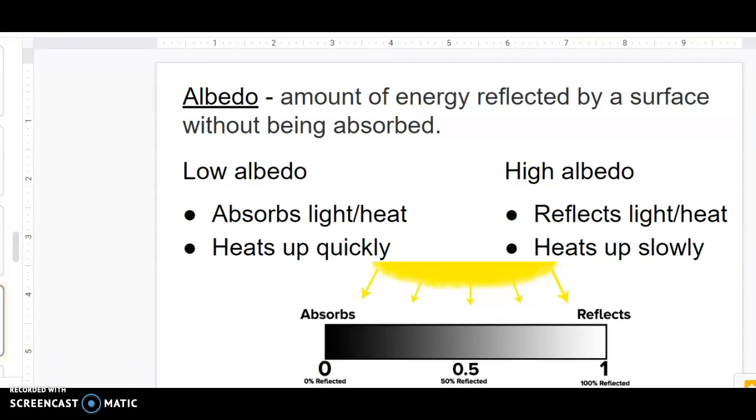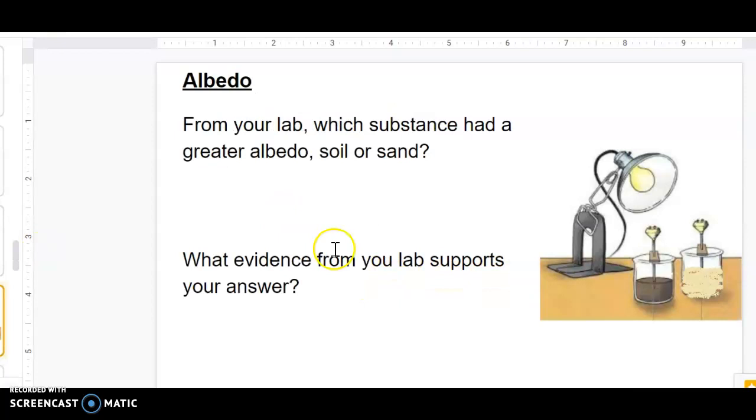And once you've got that in your notes, I'm going to have you think about this and write it in your notes as well. Take a look at your lab. In your lab, we tested some different substances, like our soil and our sand. Between those two, which substance had a greater albedo? Use the evidence from your lab to support your answer, so use your data and that definition for albedo. Take a moment, write this into your notebook, and answer those questions. Go ahead and do that.